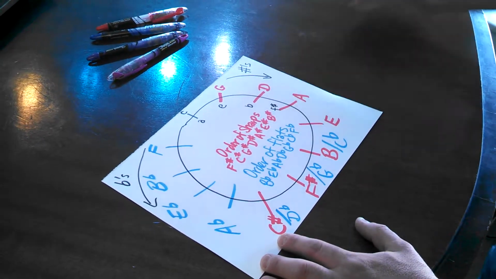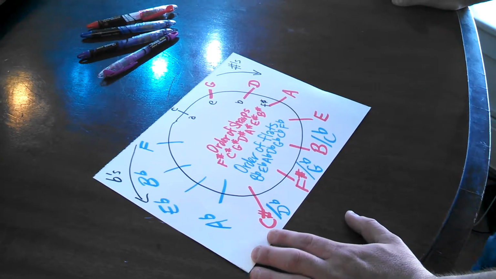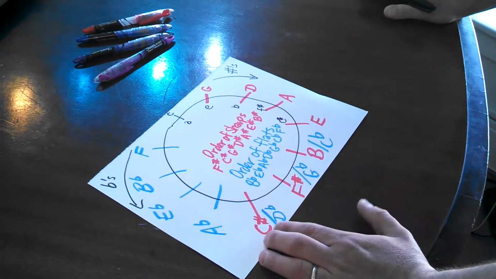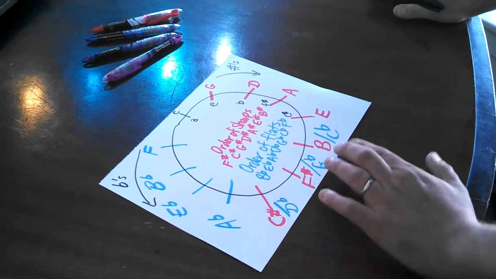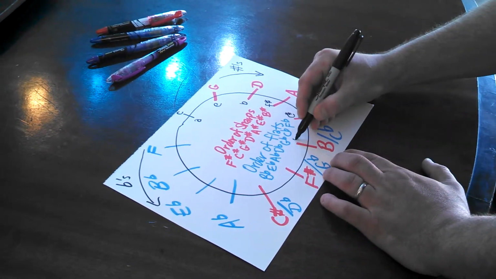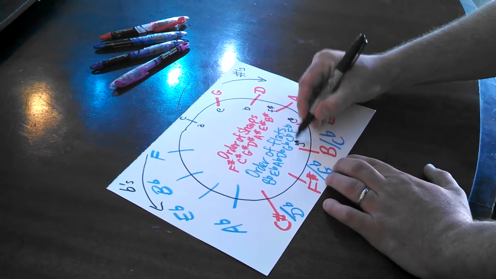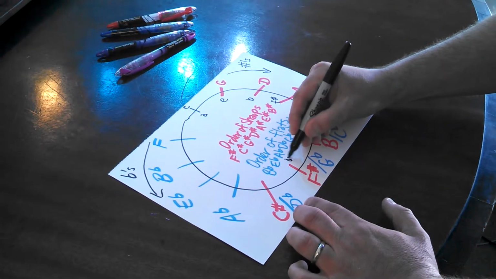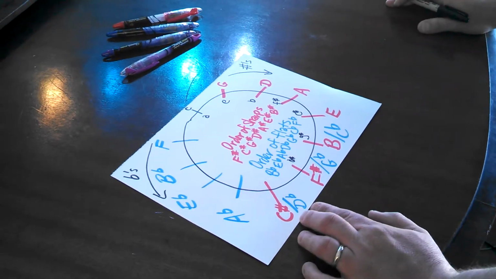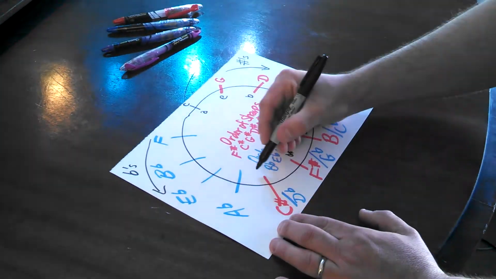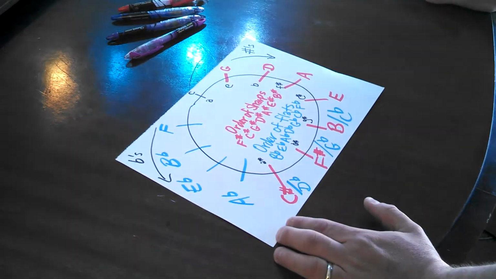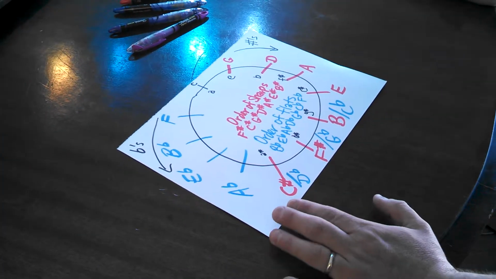F sharp minor and A major are relative to one another. C sharp minor and E major are relative to one another. Let's see. G sharp minor and B major are relative to one another. D sharp minor and F sharp major are relative to one another. And A sharp minor and C sharp major are relative to one another. It's easy to get tongue-tied with all this.